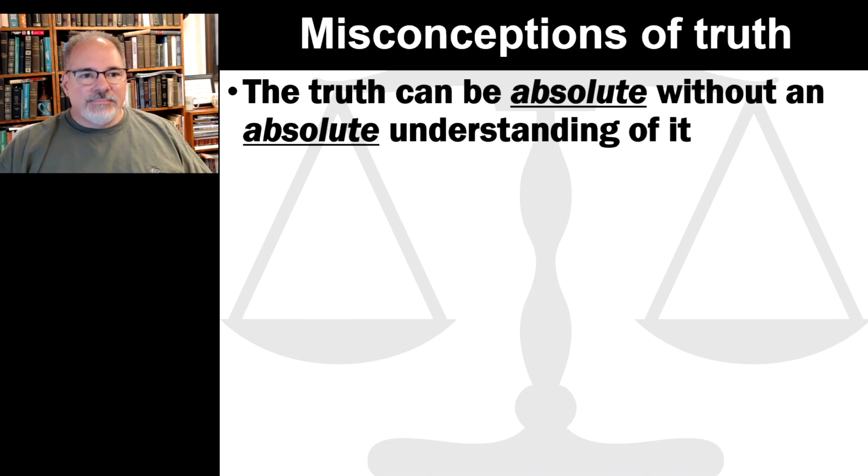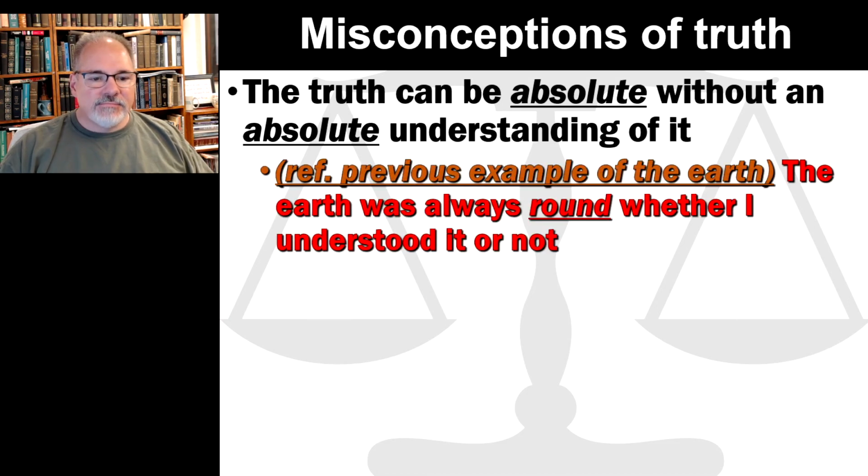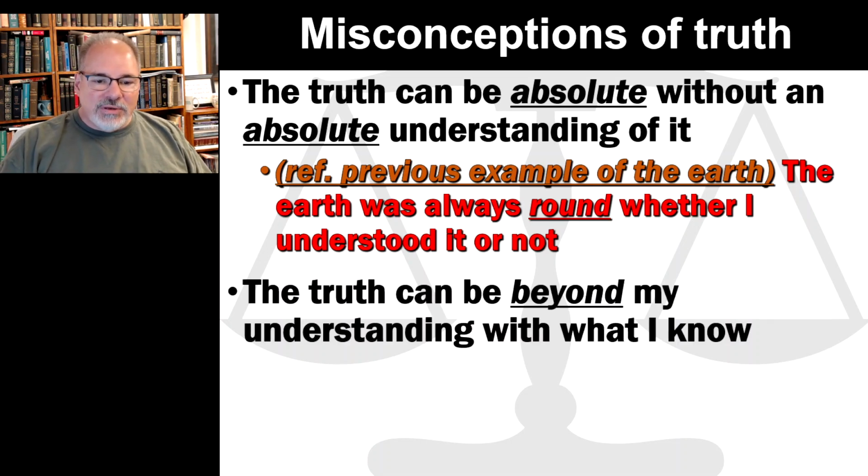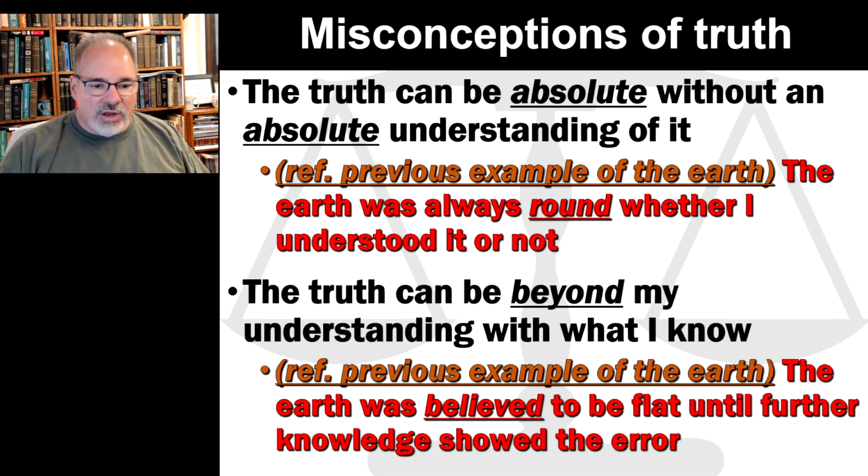In other words, the truth is absolute, but that doesn't mean I have a proper understanding of the absolute aspect of whatever it is that I'm dealing with, right? If we reference the previous example of the earth, the earth was always round, whether I understood it or not. I may not have had a proper understanding of the absolute nature of the earth being round, but that didn't change it, right? The truth can be beyond my understanding with what I know. I just may not have full knowledge.